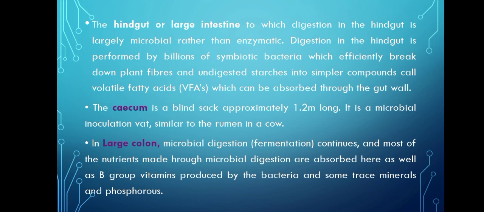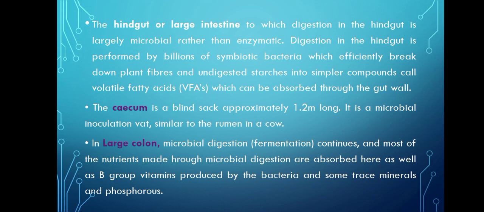The hindgut, or large intestine, is where digestion is largely microbial rather than enzymatic. Digestion in the hindgut is performed by billions of symbiotic bacteria which efficiently break down plant fibers and undigested starches into smaller compounds called volatile fatty acids, which can be absorbed through the gut wall. The cecum is a blind sac approximately 1.2 meters long. It is a microbial inoculation vat similar to the rumen in the cow.